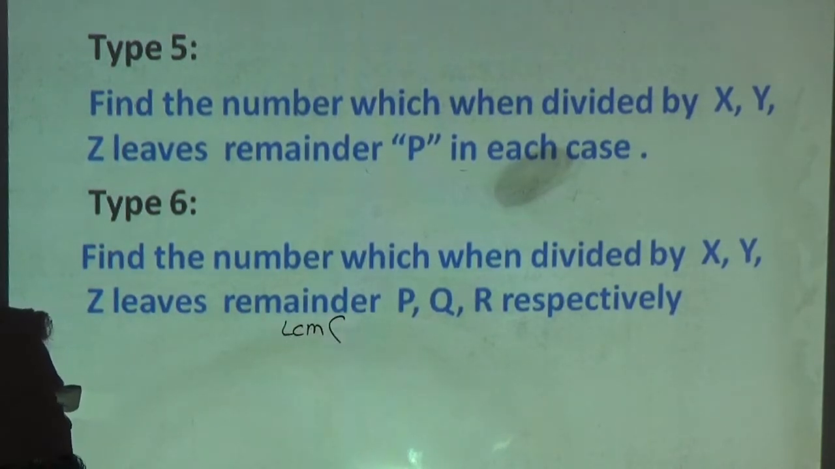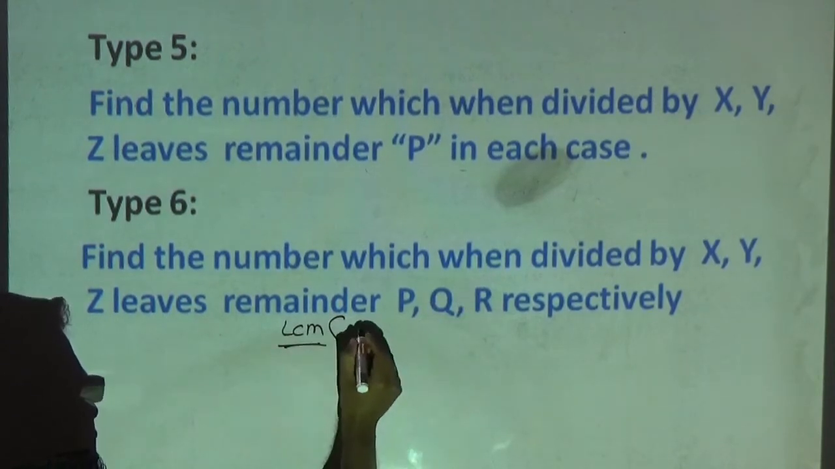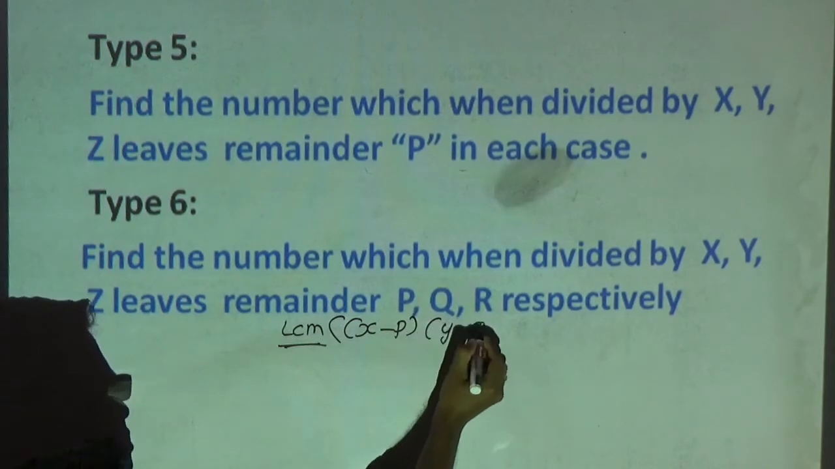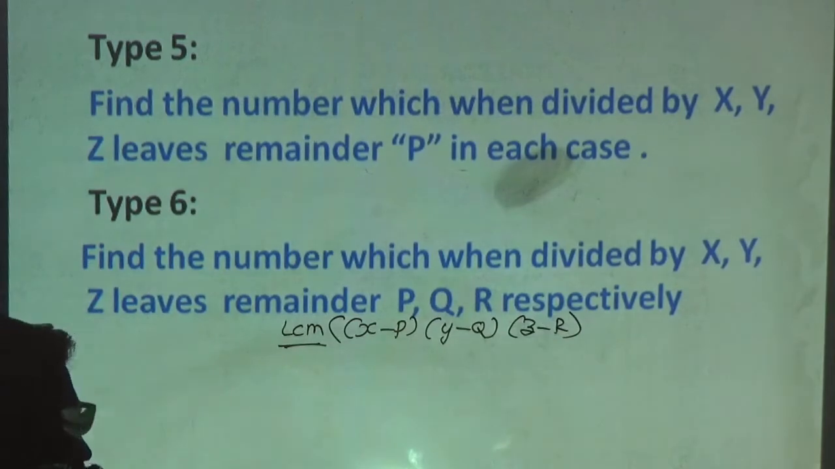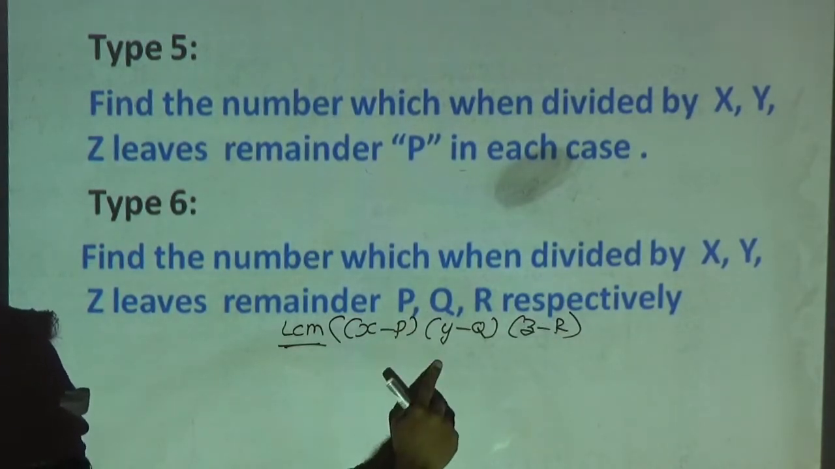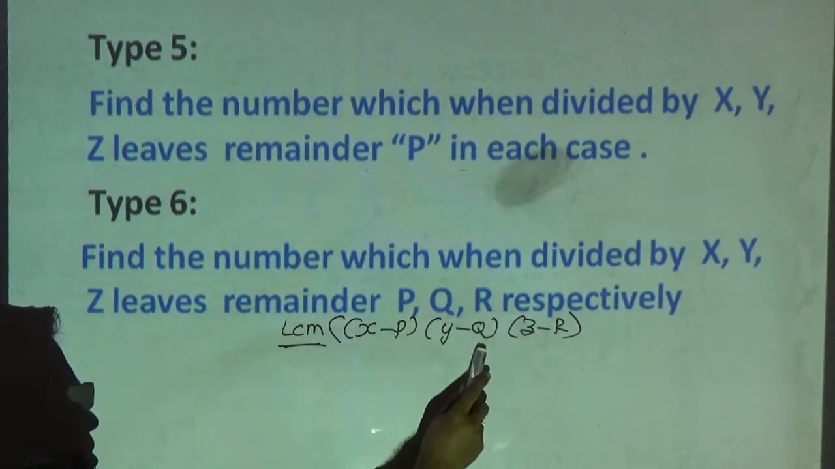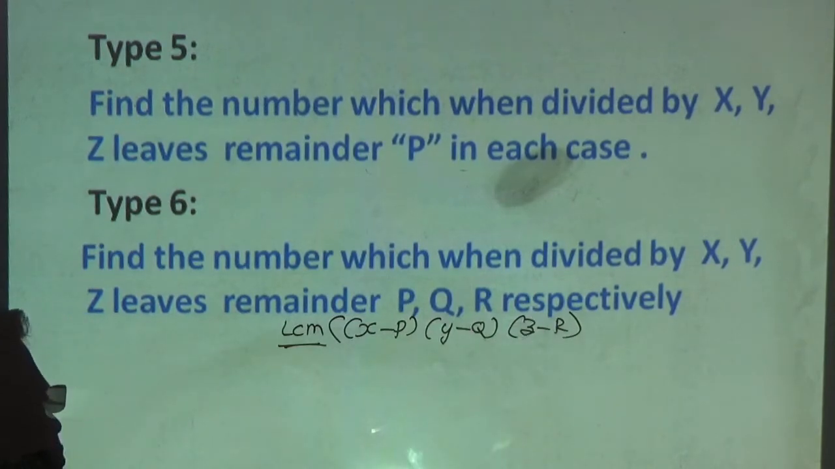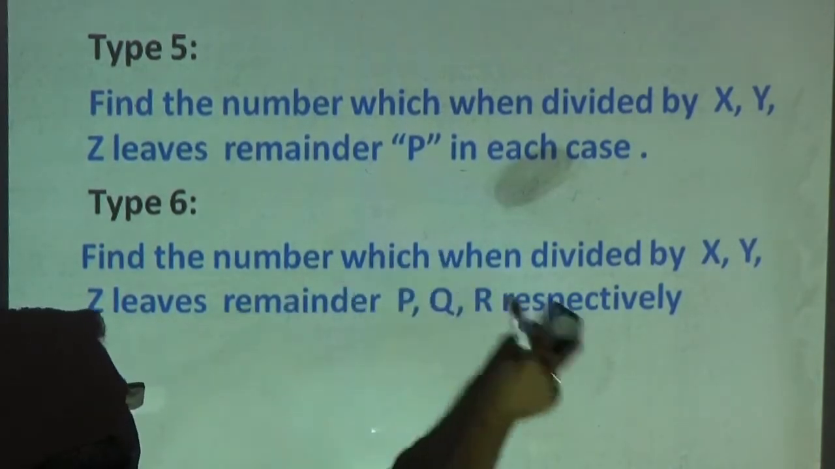Now, but the remainders are different. See, the remainders are p, q, r. Then what you need to find out is LCM of x minus p, then y minus q, then z minus r. Because there are different remainders, right? Therefore, x minus p, y minus q, and z minus r, where p is the remainder with respect to x, q is the remainder with respect to y, and r is the remainder with respect to z. Hope you have understood. Okay, I will go for the next example.